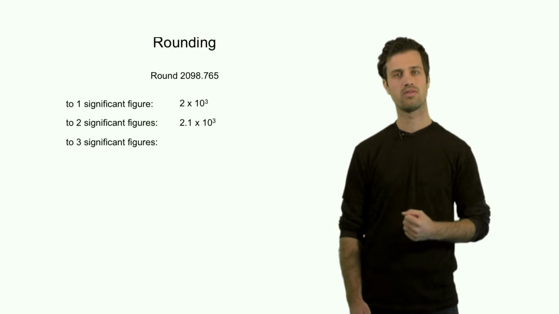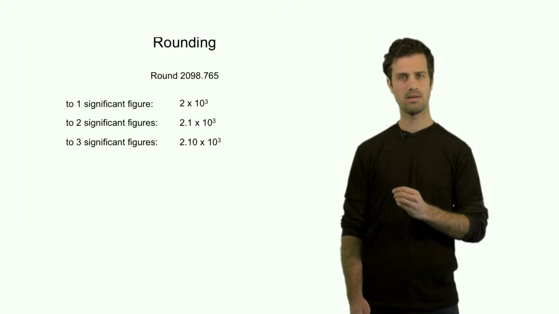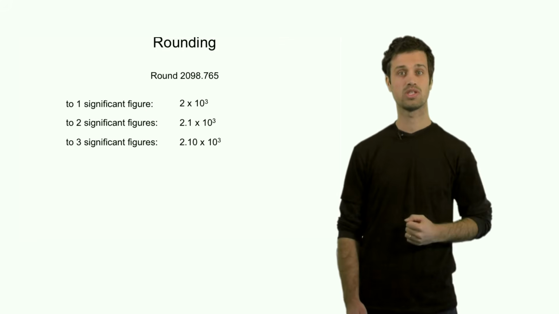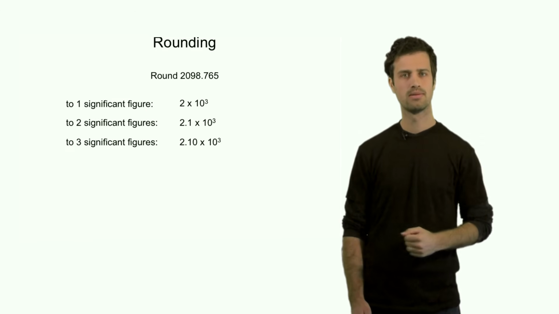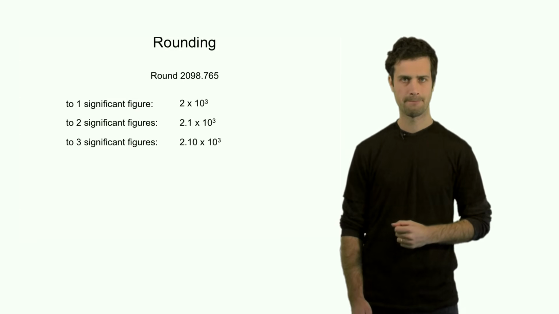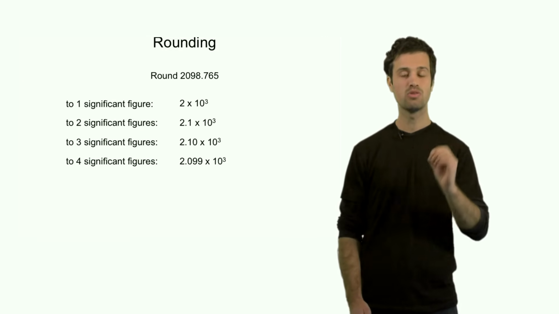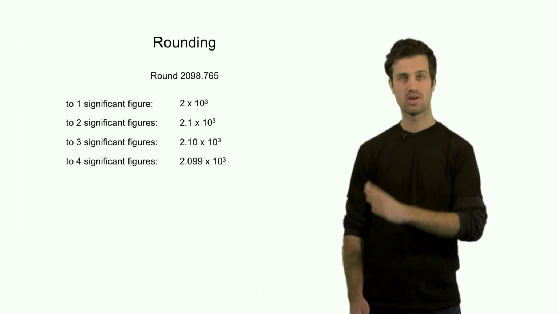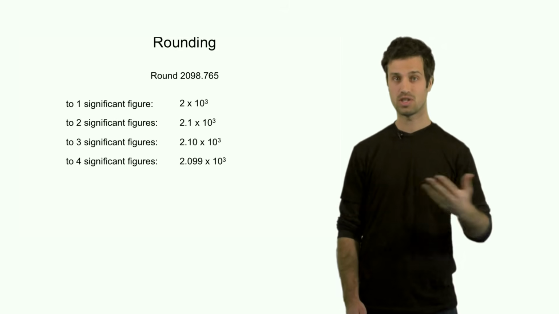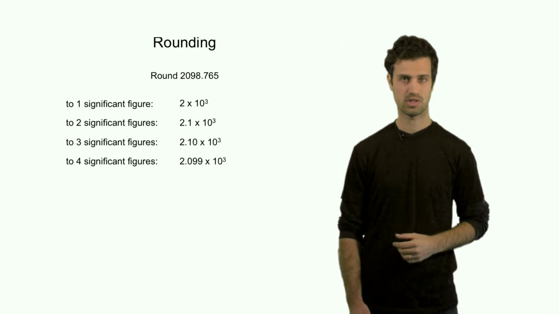Next, three significant figures. What is that? 2.10. Why is that? Because the last digit to be removed is an 8. That's more than 5. Which means that the preceding digit, which is a 9, is going to be raised by 1. It becomes 10. 2.10 times 10 to the third is the correct answer here. Four significant figures would be 2.099. That's because the last digit to be removed is a 7, which is more than 5. That's raising the preceding digit, which is an 8, by 1. That becomes a 9. So the correct answer here is 2.099 times 10 to the third.